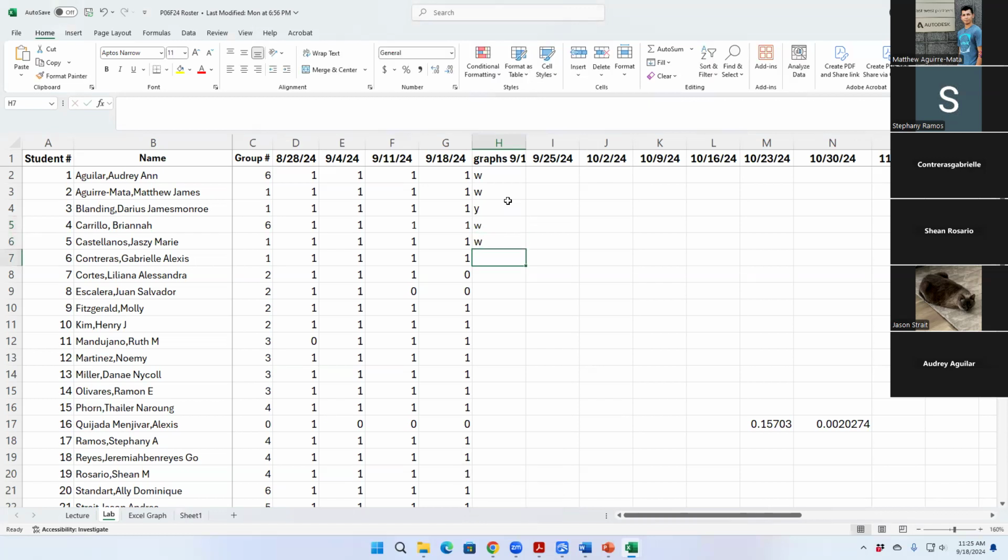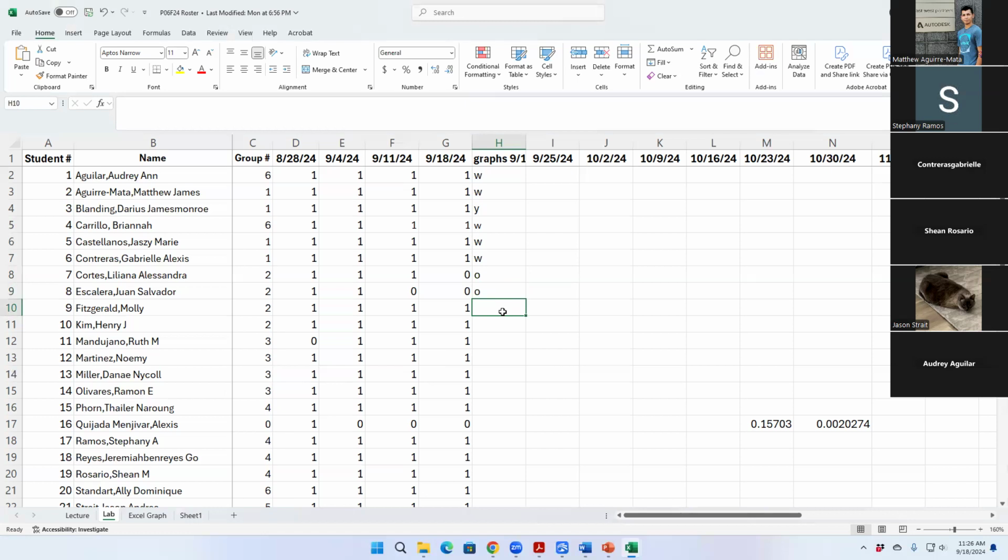Okay, Gabriel Contreras, have you finished your graphs, Gabriel? I'm working on it. How many have you done so far? One. Okay. So Liliana, you're not here last time, right? And you are group number 2. Is Liliana here? No, sorry. Liliana is not here. Juan is not here, right?